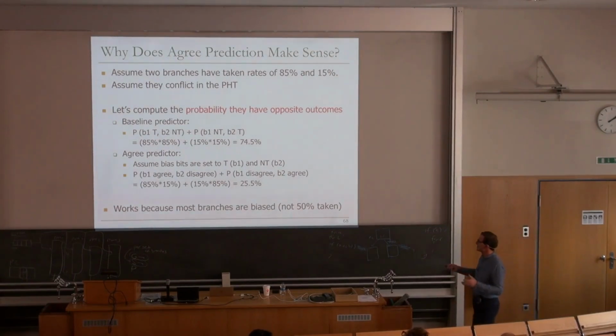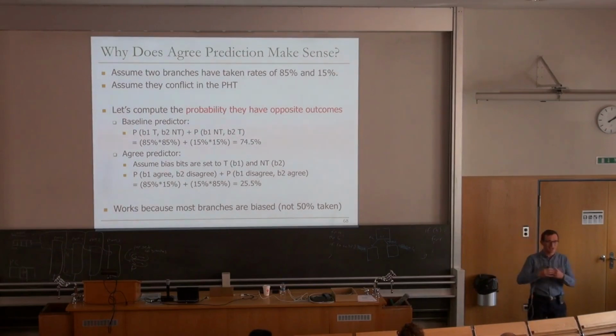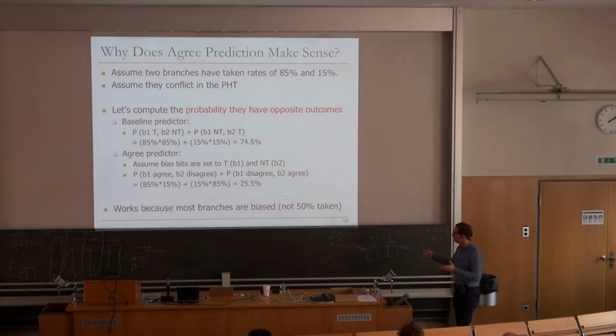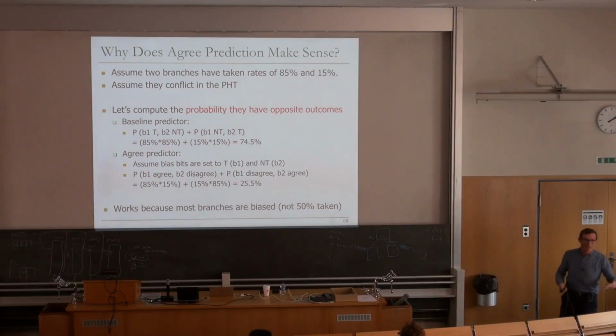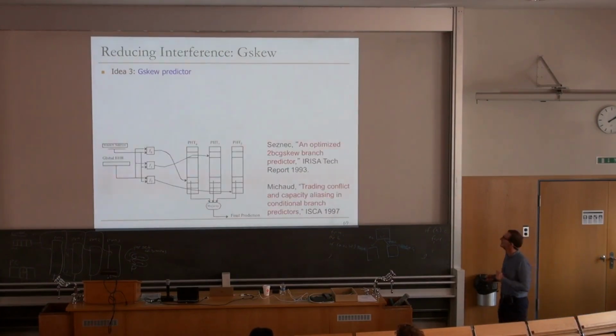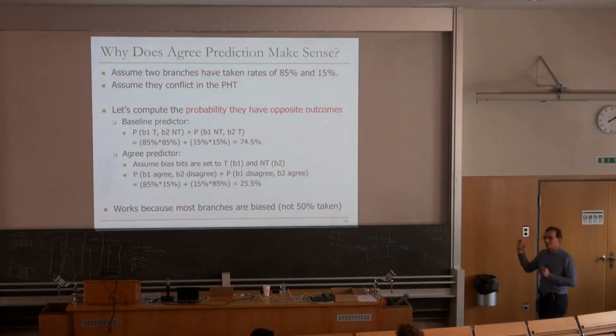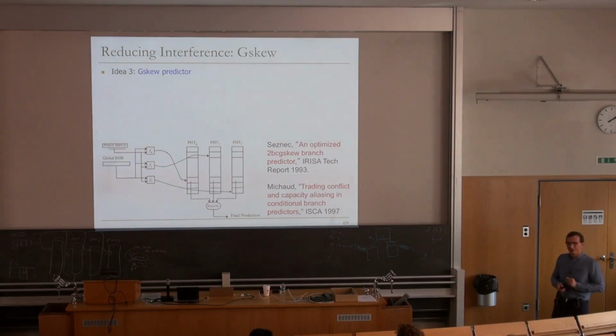This works because most branches are biased, not 50% taken, and most branches are actually 80%, 90% taken or not taken. Of course, it doesn't work if branches are not biased, and it may actually become worse if you don't correctly set your bias bits. Okay, that's the idea. So if you're interested, you can read the paper. It's a beautiful paper.